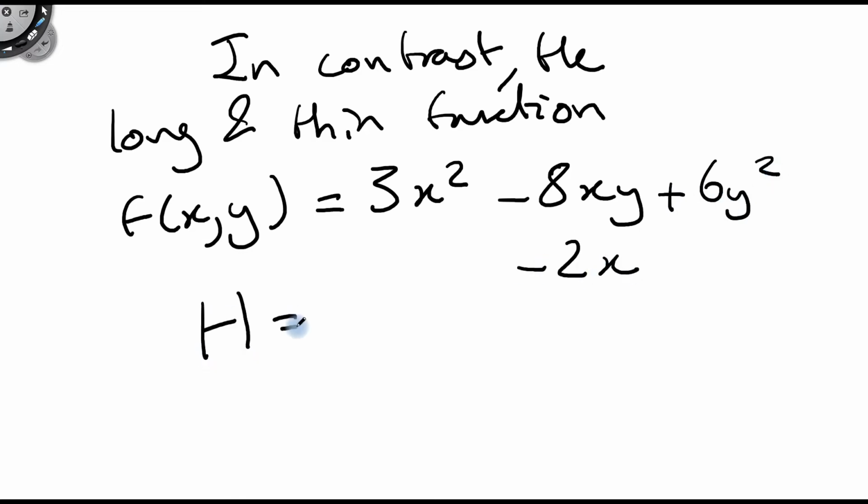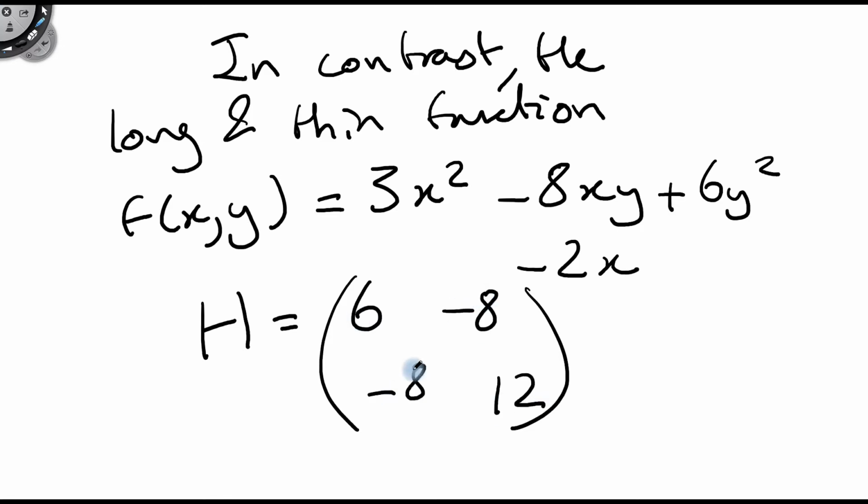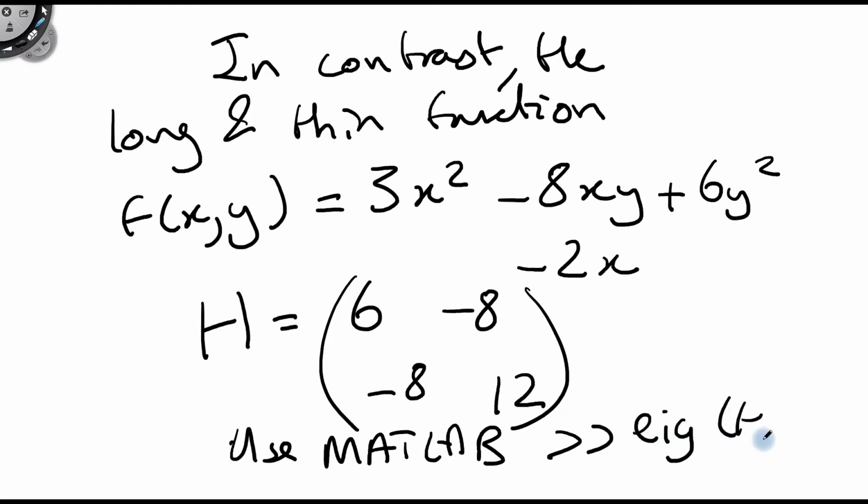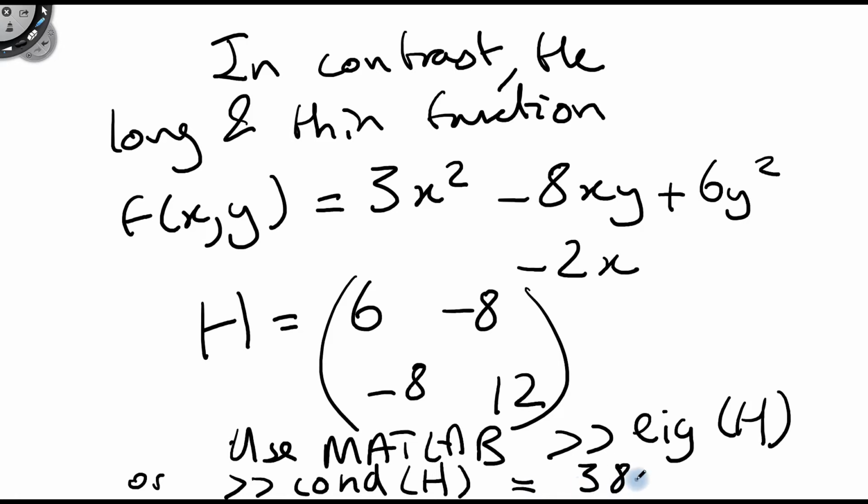The Hessian then, in this case, so the second derivative with respect to x is 6, second derivative with respect to y is 12 now, and the cross bits are minus 8. And if we use MATLAB for this one, because the eigenvalues are not simple numbers, you can take eig of H, and more importantly, you can do the condition number of H, which takes you straight there. And the condition number of H is 38.5.